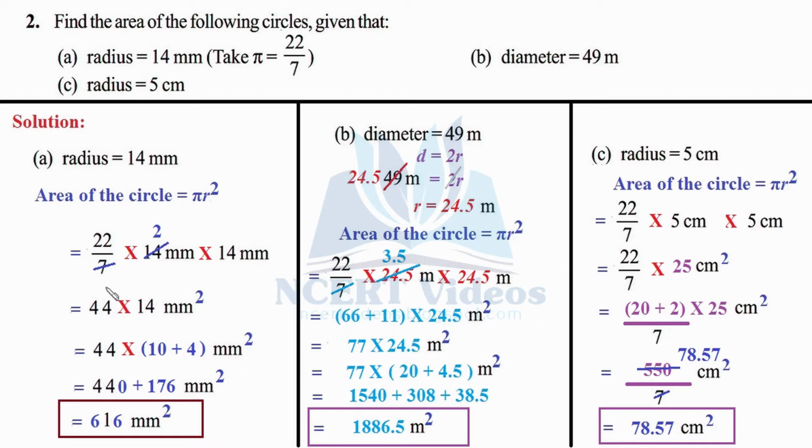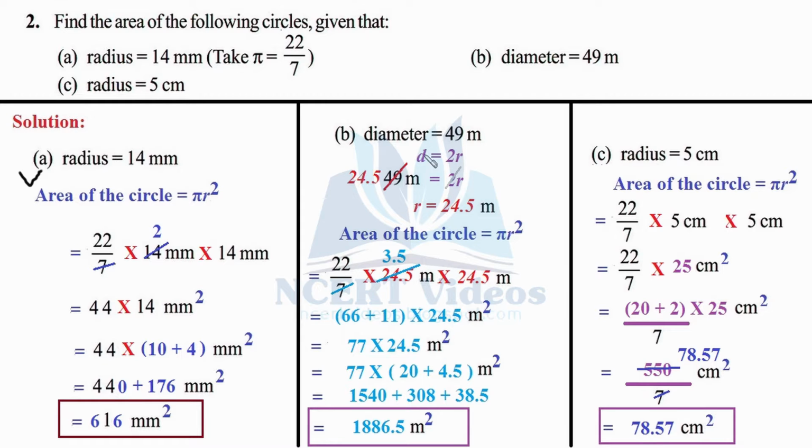Rather than multiplying it in the rough space, we can distribute it. So 44 into 14 can be written as 10 plus 4 mm square as it is. Now 44 into 10 is 440, plus 4 4s are 16, 1. 4 4s are 16 plus 1 is 17 mm square. Now add them up. 6, 7 4 is 11, 4 plus 1 is 5, carry 1, 6. So 616 mm square. Always write units. Here we are given with diameter 49 meter.